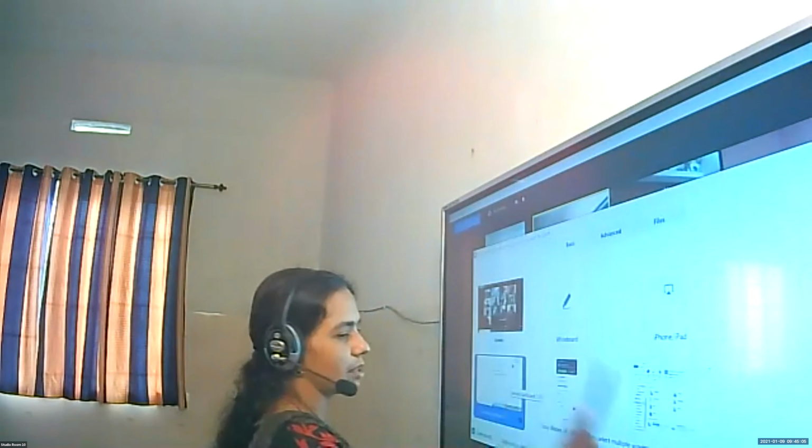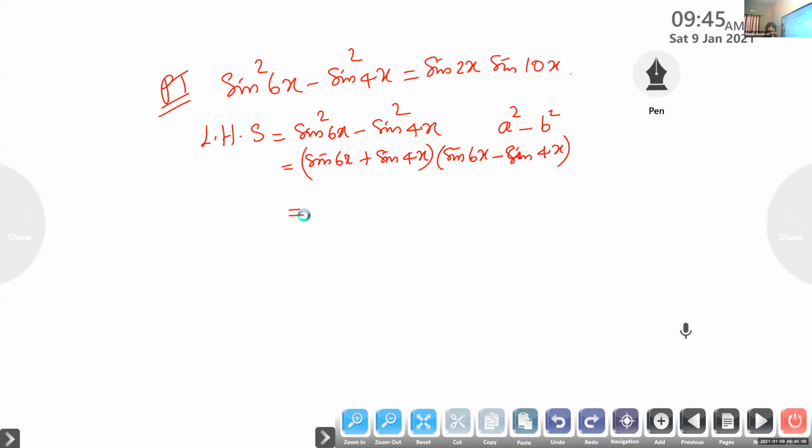Okay, Atul, give the steps. After simplifying that, we'll get 2 sine 5x cos x into 2 cos 5x sin x. Then Michael, we can rearrange it.